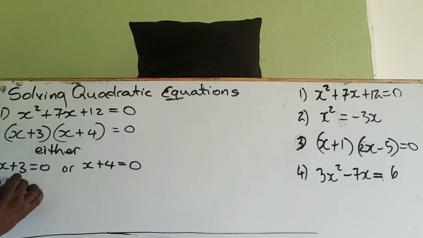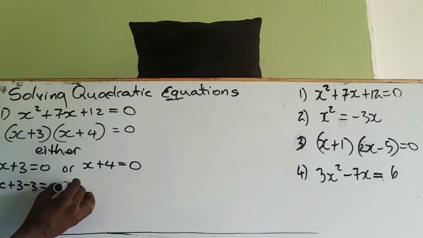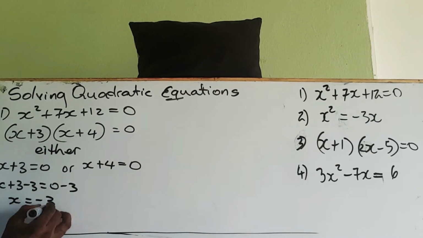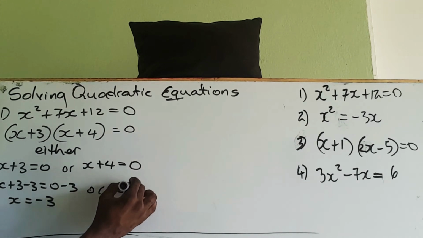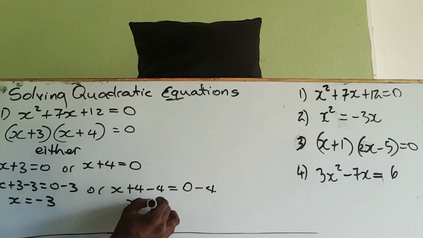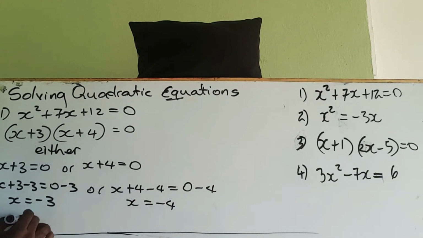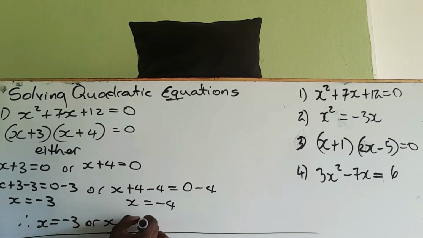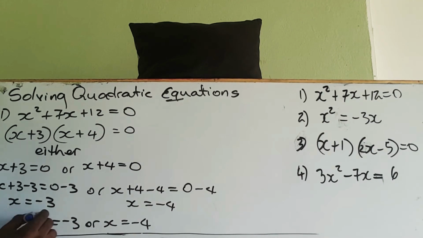So it's going to be x plus 3 minus 3 equals 0 minus 3, so x is equal to negative 3. Or x plus 4 minus 4 equals 0 minus 4, so x is equal to negative 4. Our two answers are x equal to negative 3 or x is equal to negative 4. So there it is. We have just used the factor form to solve that quadratic. And these are our two responses, our final answer: x is equal to negative 3 or x is equal to negative 4.